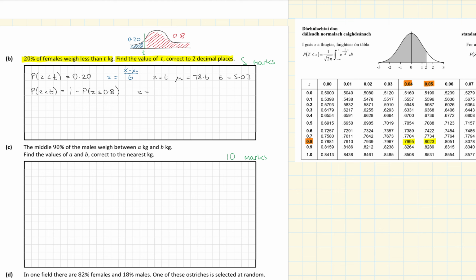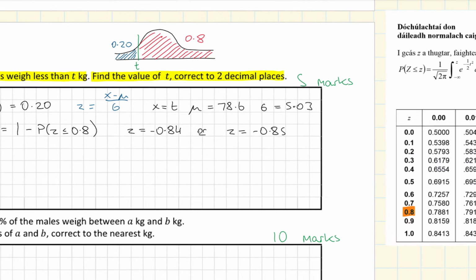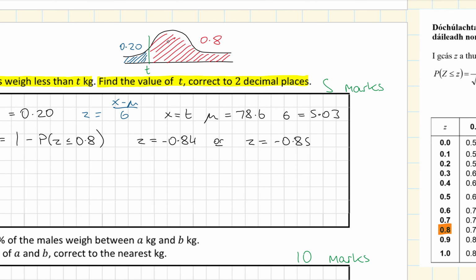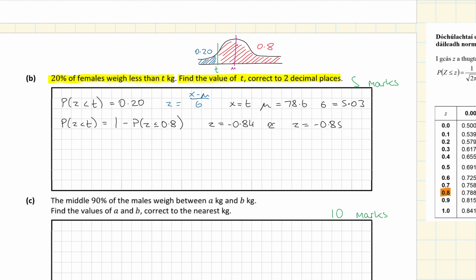Minus 0.84, or else z is going to equal minus 0.85. And the reason we've gone for the minus signs is our mean sits here somewhere in the middle roughly, and as we've moved to the left we're looking at negative values for our z-scores. Okay, so now we come back to our z formula and we have our two cases.